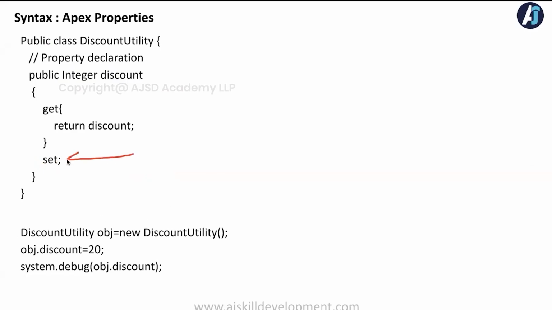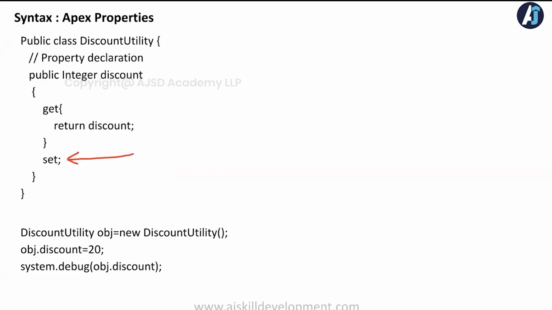See here in this particular format, we have a set semicolon. There is no curly brace, nothing is there because I don't have any business logic. Simply, I need to copy. If you simply want to copy the value into the property, then no need to have any definition here. You can keep it set semicolon.